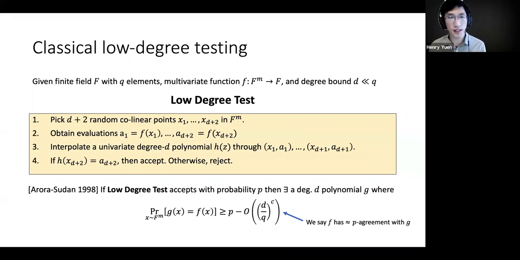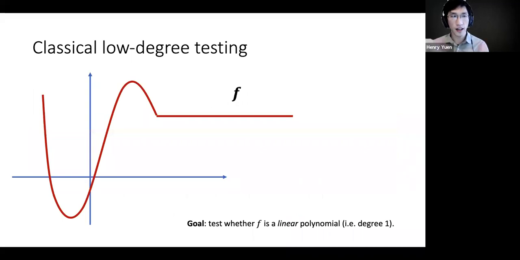So just to put things in a nice picture, let's say we have some cartoon, which is this function f, and our goal is to test whether f is a linear polynomial, degree 1. Just by the way I've drawn it, you can see that it's clearly not a linear polynomial, but we don't see f in its entirety. We only see local pieces of it. And we can see, at least in this part, f is trying to pretend to be a linear polynomial, but in other parts of the space, it behaves in a more complicated fashion.